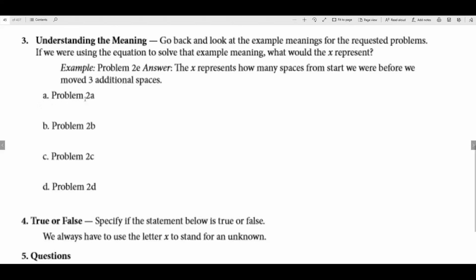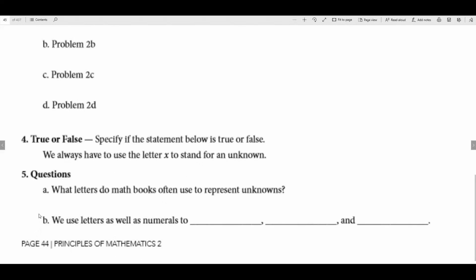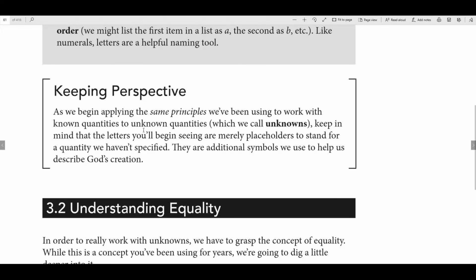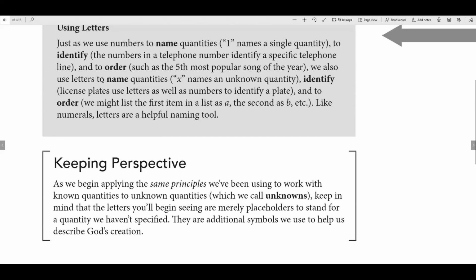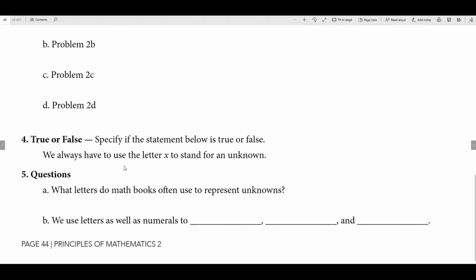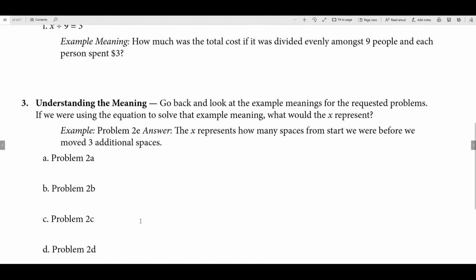So right here on A, you're going to go back to problem 2A and see what the answer was and see what that x represented. Your answer will be something like, the x represents blah, blah, blah on each one of these. And then this right here, 5B, remember what I told you, you'll have to go back to this box. This is why we use letters. So that's what you'll have to do in there. All right, go ahead and finish that up, and that will be all for this lesson.